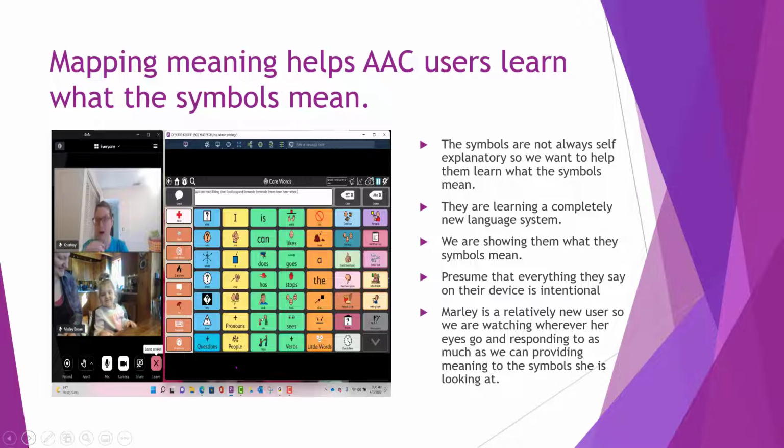All right. As you can see, where her eyes were going, I was mapping meaning to the ones she was looking at. I was also mapping meaning to the symbols that I was using within my sentences. I'm going to listen. When you look at the picture of listen, it may not be immediately understood that that's what that word means. Same thing with like. I see a happy face, but we don't know that that means like. So, oh, you like that. You're telling me you like that. You're enjoying it. We want to make sure that we're mapping meaning to the symbols.